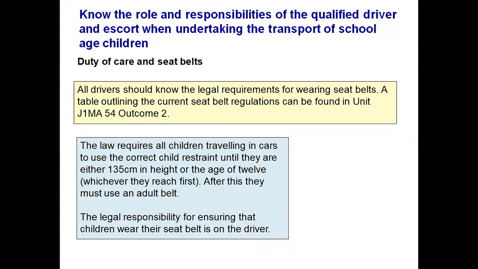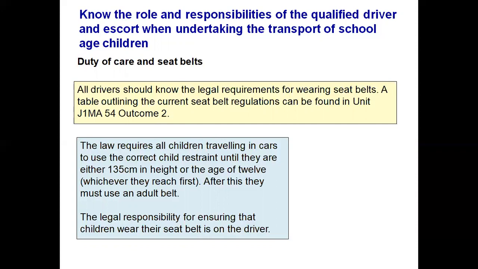You should know the legal requirements now for wearing seat belts, which were covered in Unit 2. We went through it specifically at the time. So don't forget, the law requires all children traveling in cars to use the correct child restraint until they are either 1.35 meters or 135 centimeters in height or reaching the age of 12, whichever is first. After that, they need to use the adult seat belt.